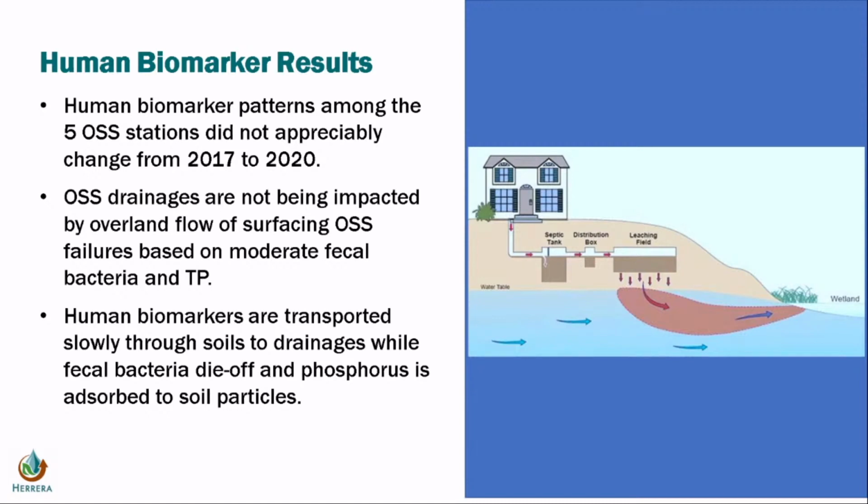Secondly, the important finding is again, which we had assumed or concluded in 2017, that because we're not seeing high fecal or high phosphorus concentrations in these drainages with high human biomarkers, that transport mechanism is through the soil, not overland flow, not failures that weren't observed by the health department either, by the way, and that human biomarkers are transported slowly through soils, but more readily than fecal bacteria, which die off by those slow transport rates, and phosphorus, which is absorbed to particles along its pathway to the water.